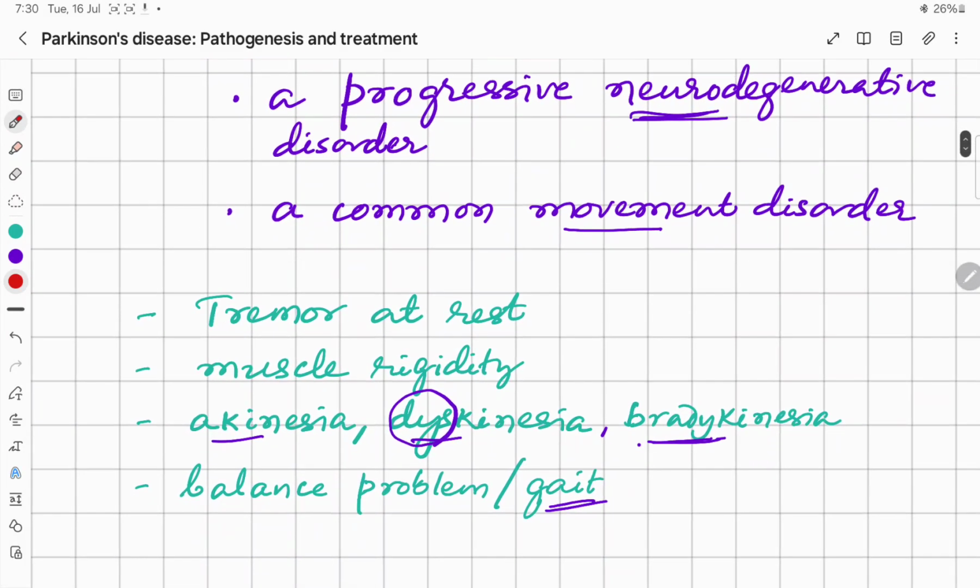The symptoms are tremor at rest, muscle rigidity, akinesia, loss of movement, bradykinesia, decrease in movement, dyskinesia with pain. Wherever DYS is there, that means pain is associated. There may also be a problem in balance and gait, the walking pattern.